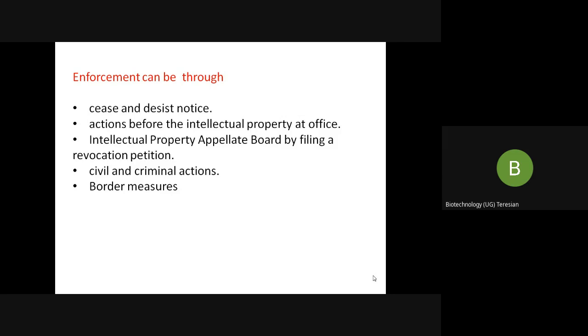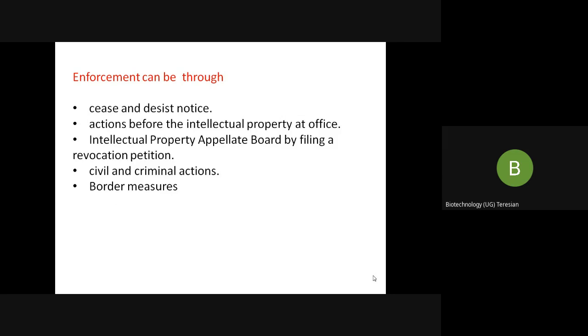Criminal and civil action. Both trademark and copyright attract criminal and civil sanction by the court. Then we have what is known as border measures. Before going into border measures, I would like to say that the civil and criminal actions, as I told you, both trademark and copyright can attract such punishment, whether it is a civil punishment or a criminal action.